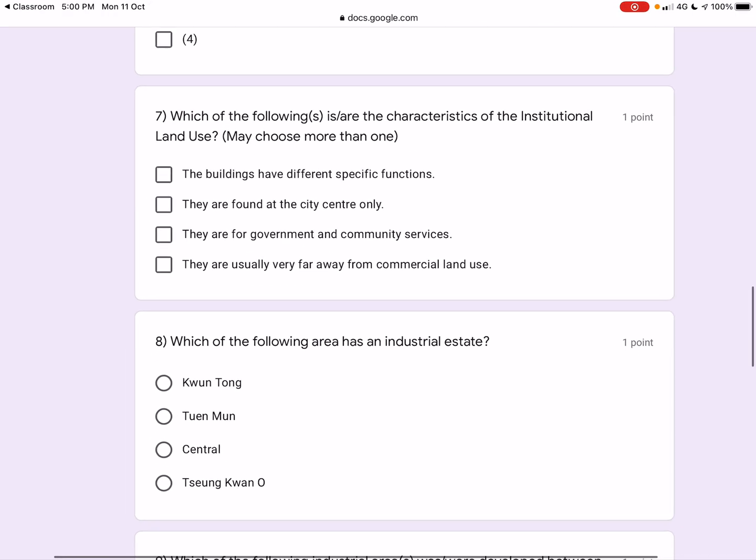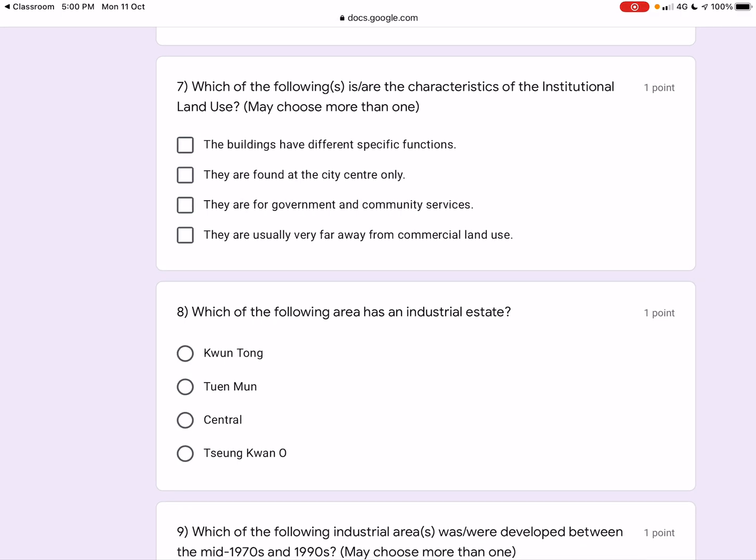What are the characteristics of institutional land use? It is mainly for community use and also government use. The buildings have different specific functions, just like the one next to us. The government building next to MPL, where you can find the clinic as well as the government office right there.